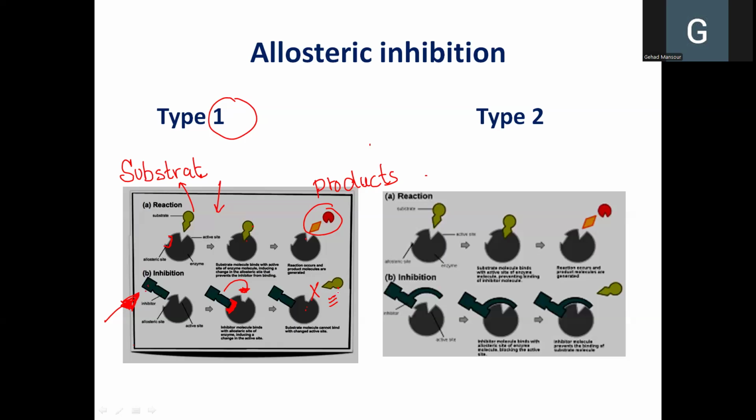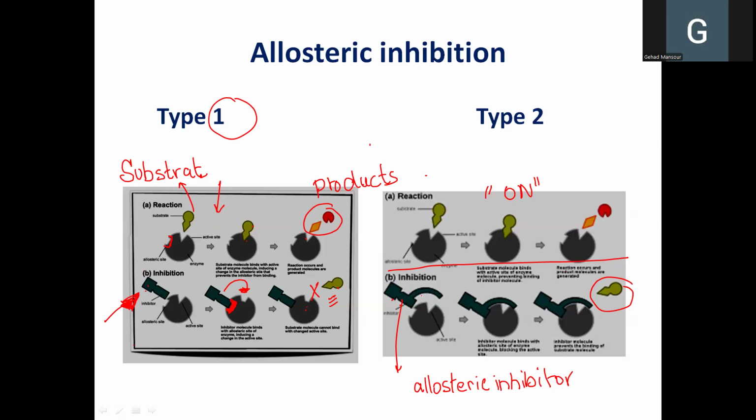But this is not the only mechanism of allosteric inhibition. There is another mechanism of allosteric inhibition. Again, the reaction on the top of the diagram is the usual reaction, the normal reaction, the turn-on reaction. But here we have an allosteric effector, and I can jump to the conclusion that it is an allosteric inhibitor. Why? Because at the end, I found out that the specific substrate did not result in the production of a specific product.